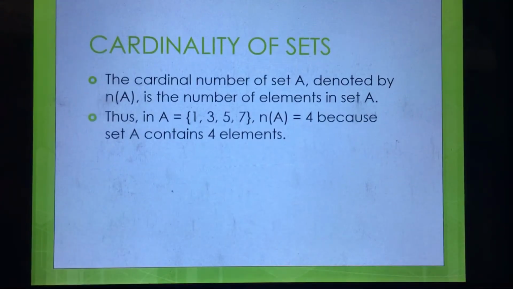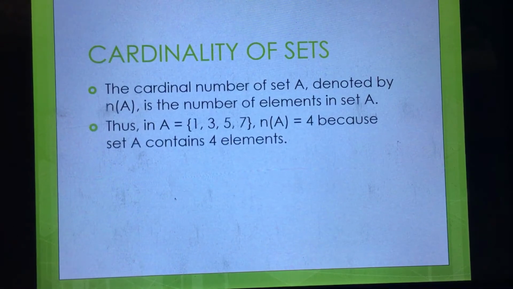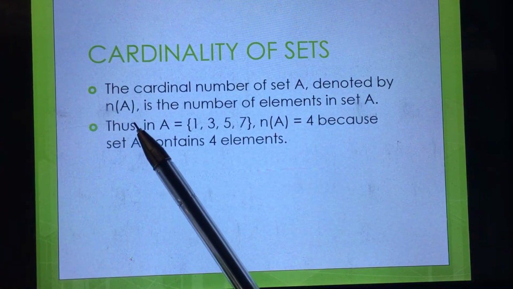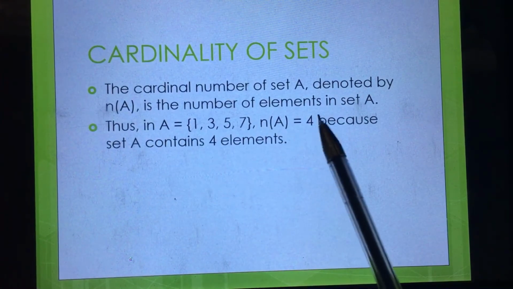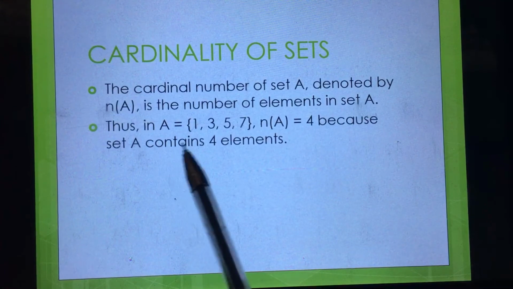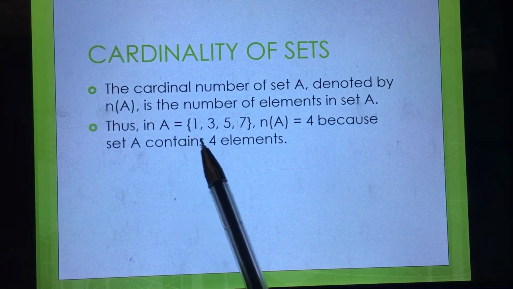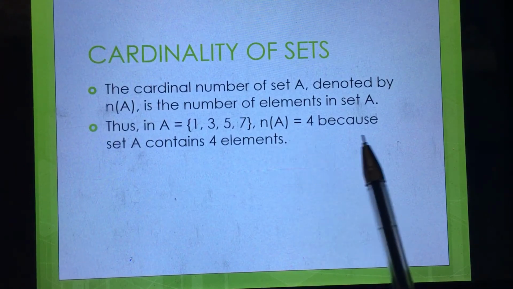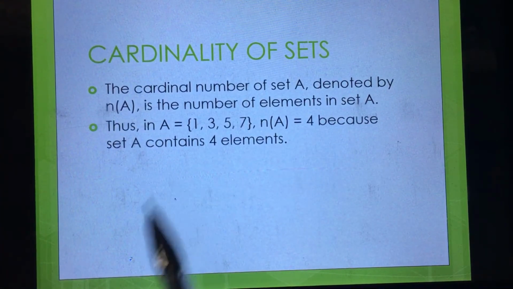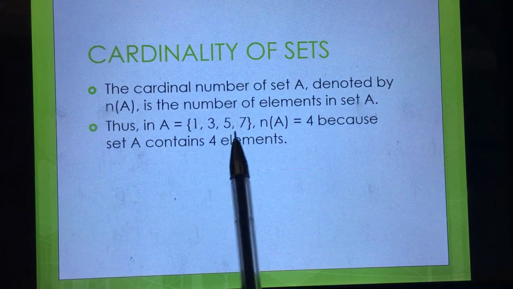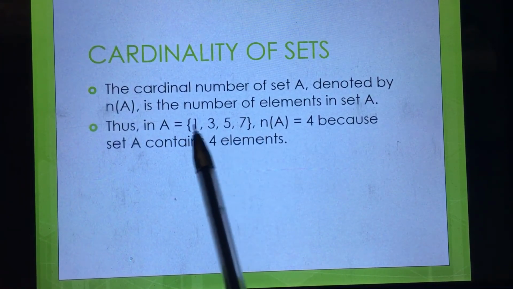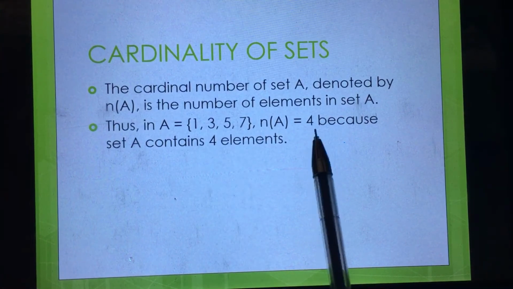Next, cardinality of sets. Cardinality of sets is just simply counting the elements. So the cardinal number of set A denoted by n of A is the number of elements in set A. Thus, if A has a subset of 1, 3, 5, 7, the cardinality of set A is equal to 4 because set A contains 4 elements. Let us see. 1, 3, 5, 7. 1, 2, 3, 4. Therefore, if you are going to count this one, there are 4 elements. The answer is 4.